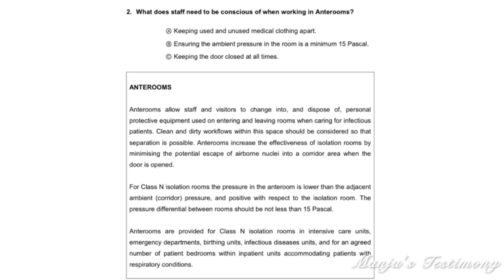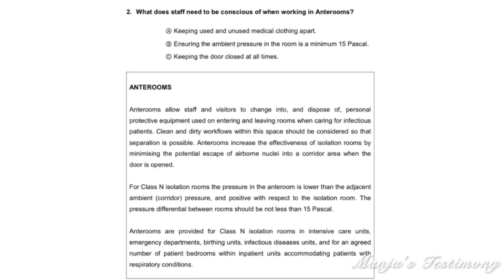So let's read option B. Ensure the ambient pressure in the room is minimum 15 Pascal. So here comes the importance of keywords. As I told you before, you can find some keywords in the options to find the relevant part of the text so that you can find the answers easily without spending too much time. So here we have seen 15 Pascal in the option, right? When I was reading the text, I also noticed 15 Pascal somewhere in the text. Just scan the text for that.